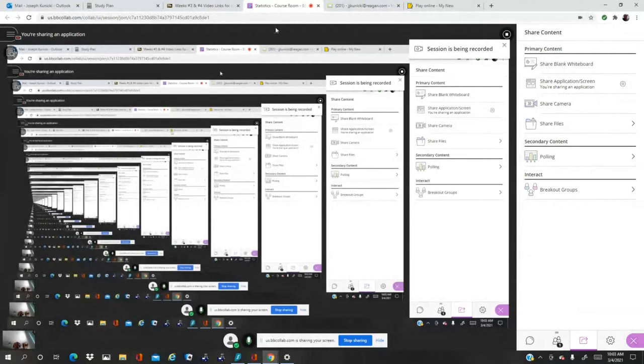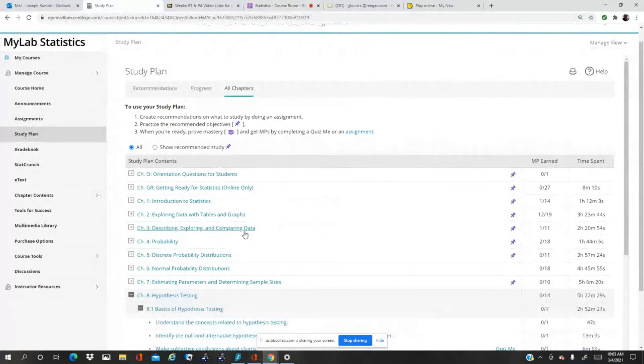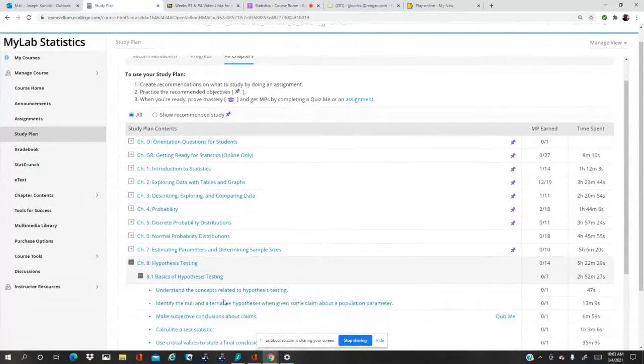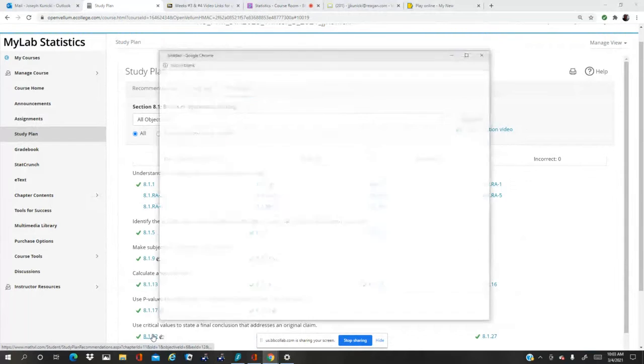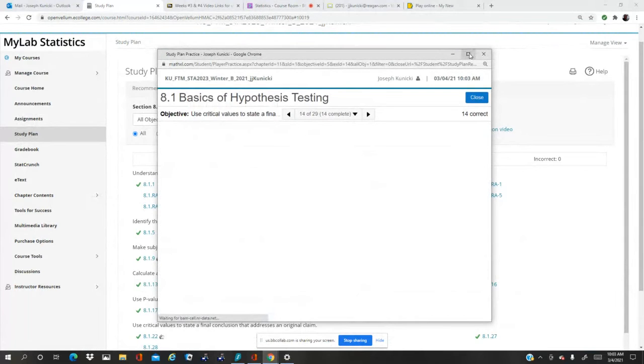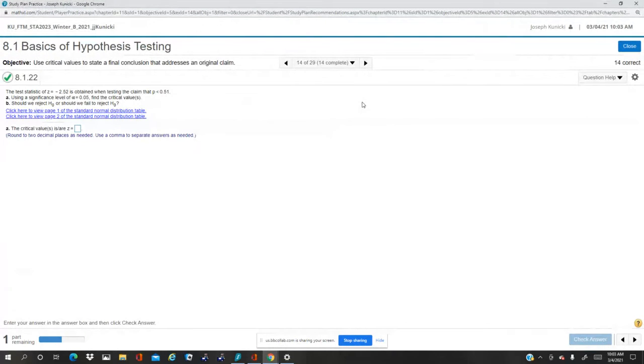Okay, problem 8.1.22. The z test statistic is minus 2.52, and it's obtained when testing the claim that p is less than 0.051. So it's a left tail test. They want the critical values.